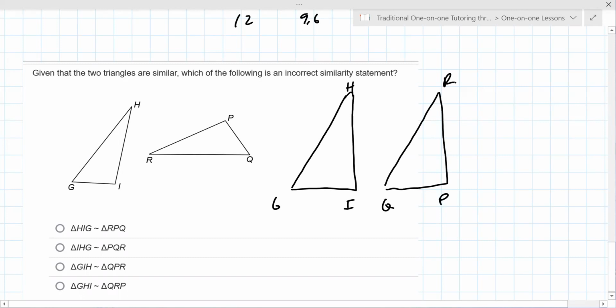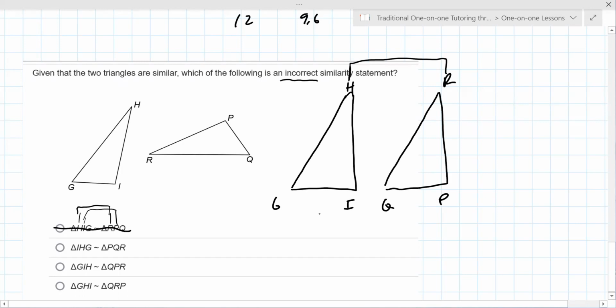Okay, so we have to match letters up. H has to go with R. See how H goes with R there? That's a good start. And then I has to go with P. That's looking pretty good. And G has to go with Q. Right. So we're looking for one that's incorrect. So that one's out.